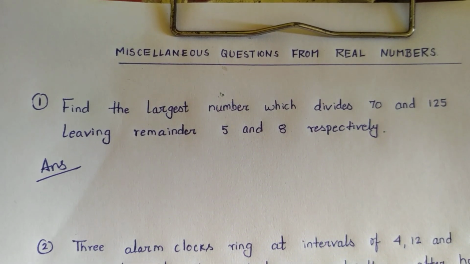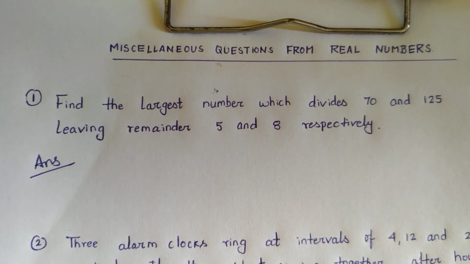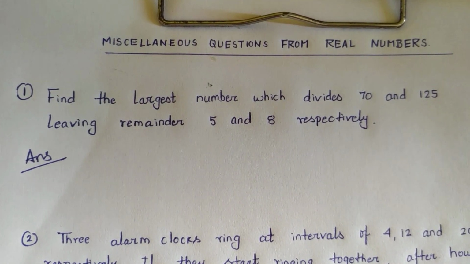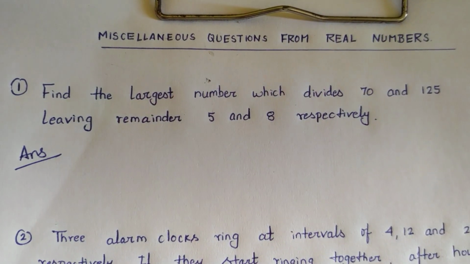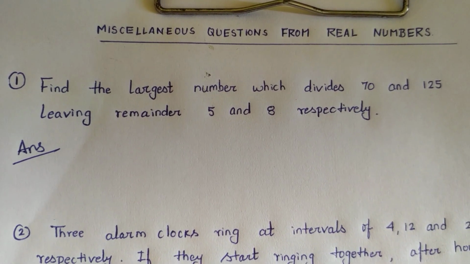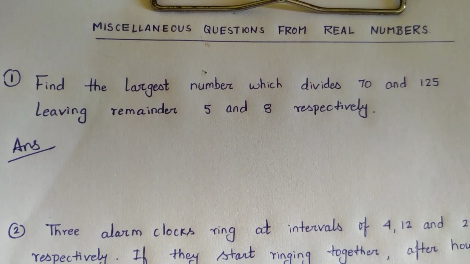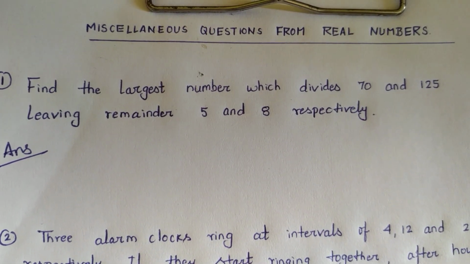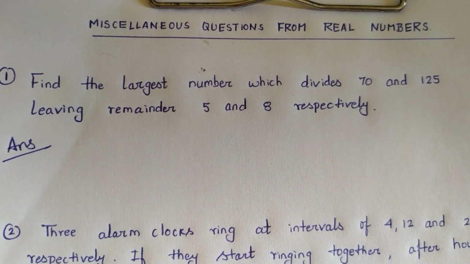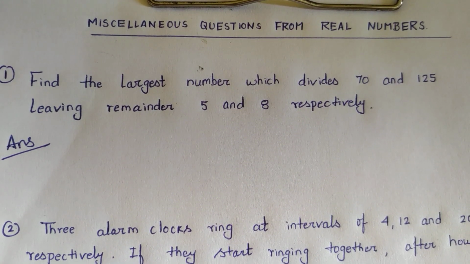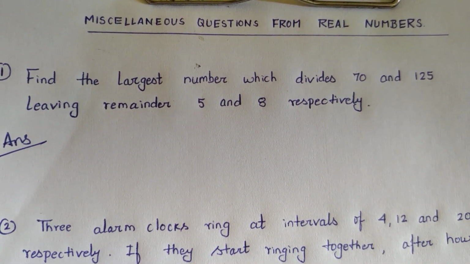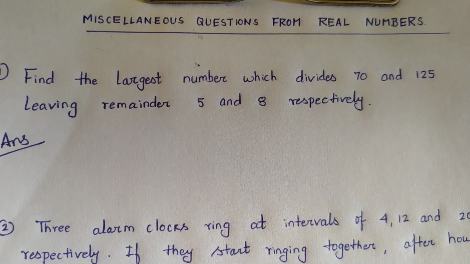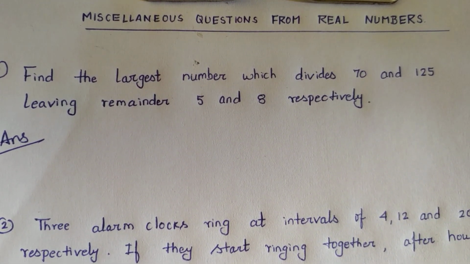Today we will discuss some miscellaneous questions from chapter 1, Real Numbers, standard 8. Today I am not going to solve the questions but help you to solve the questions yourself. First question is: find the largest number which divides 70 and 125, leaving remainder 5 and 8 respectively.